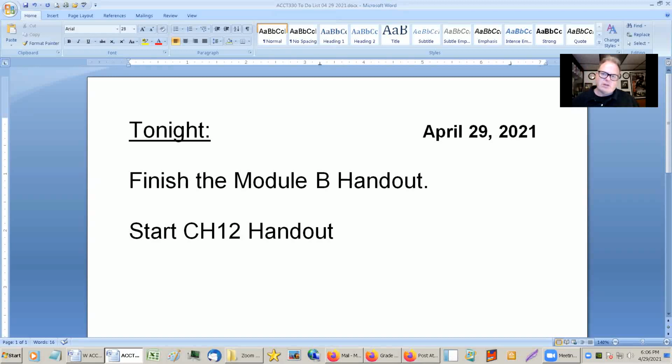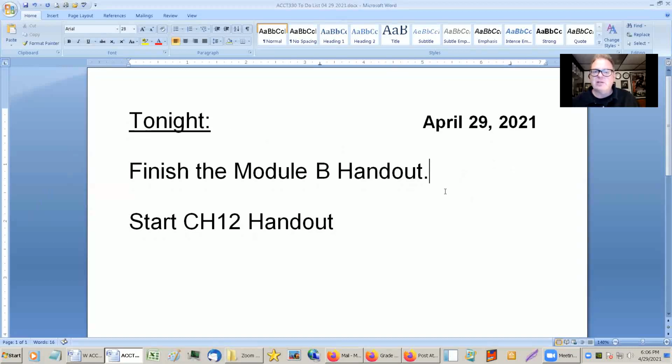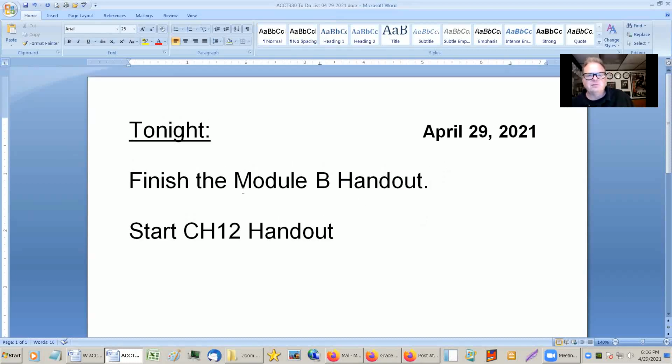Yeah, and that's what the last test will be based on, the Module B stuff, which is I think the hardest stuff, and then also the Chapter 12 handout stuff, which is the audit report stuff. And that'll be it. And so then I'll send you guys out a test, maybe tonight or tomorrow. I'm going to try to get it out tonight, but the test on Module B in Chapter 12.